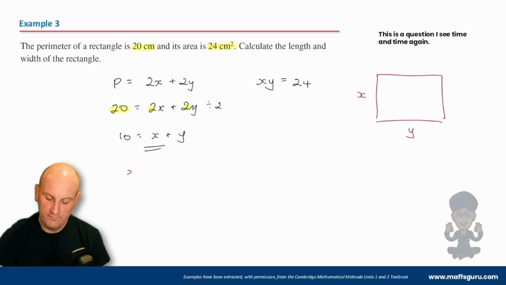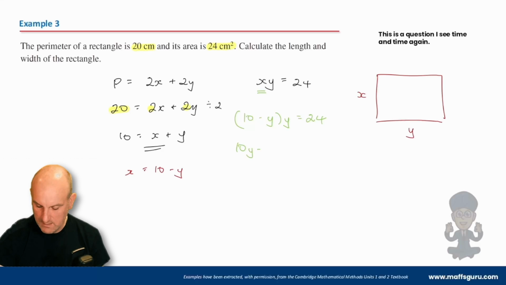I now know that x is equal to 10 minus y. Ooh, x equals 10 minus y. How is that going to help me? Because I'm now going to substitute that into here. So I've now got 10 minus y times by y equals 24. Multiply that out, it gives me 10y minus y squared equals 24.